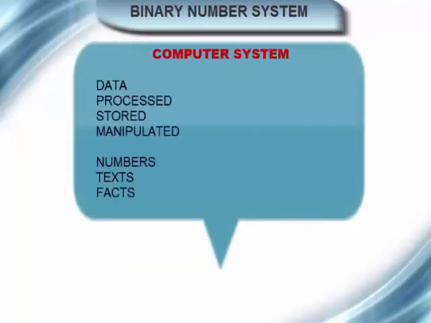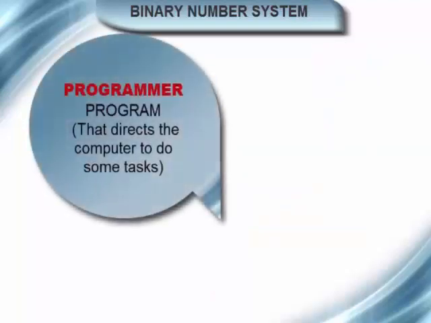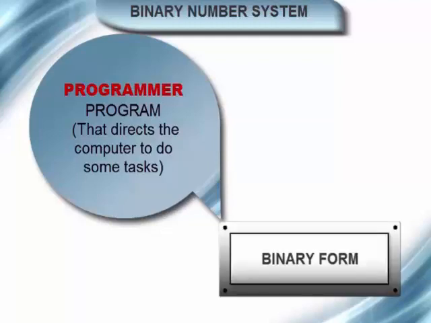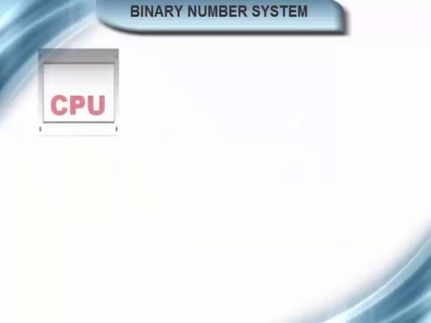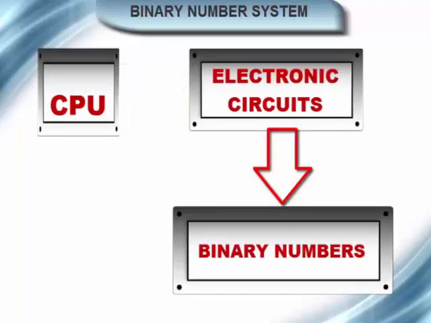Basically, in a computer system, data can be processed, stored and manipulated. Data can be in the form of numbers, text and facts. When data goes into a computer system, it must be encoded in binary form. Even if a programmer writes a program using a programming language that directs the computer to do some task, the program must be encoded in binary form. Why? Because the computer CPU is made up of electronic circuits, and these electronic circuits can only respond to binary numbers.